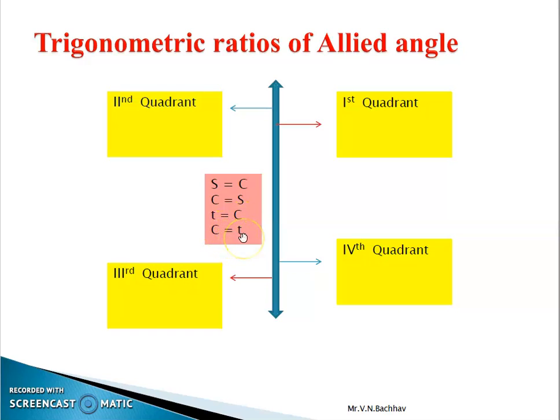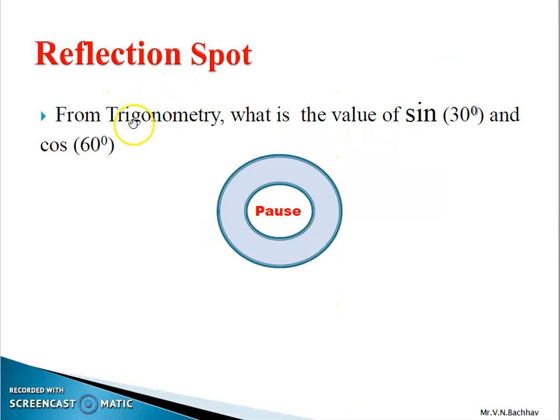Using this method, we simplify some examples. First, to see one example by using previous knowledge. First, pause the video and read the example. From trigonometry, what is the value of sine 30 and cos 60 degree? Write your answer, and if you have written your answer, play the video and check it.